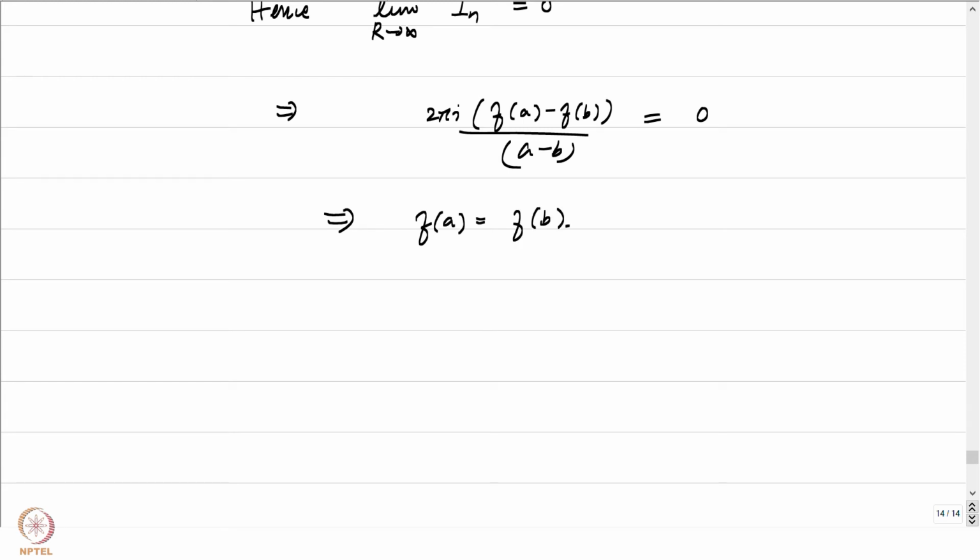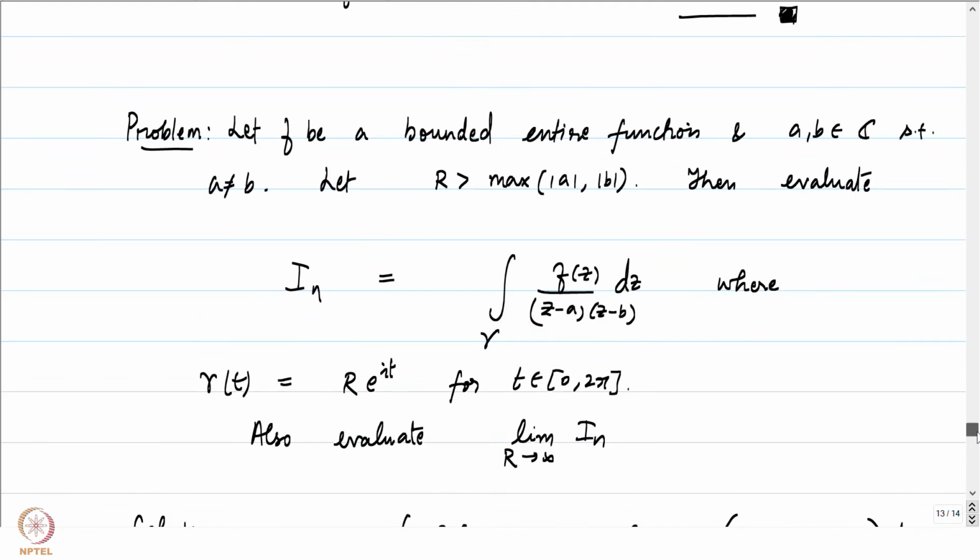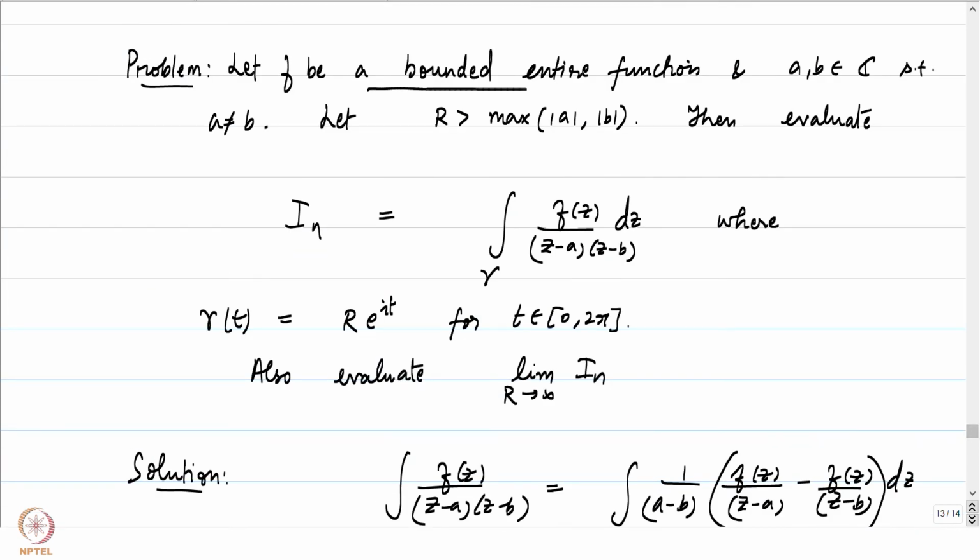This can be done for any two choices of a and b in the complex plane, which implies that f is identically equal to a constant. Notice that this is exactly the conclusion of Liouville's theorem, that if f is a bounded entire function, then f is a constant. That's something which we were able to conclude from this problem as well after solving it.